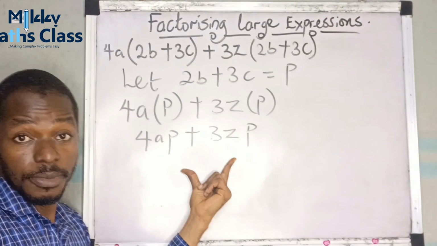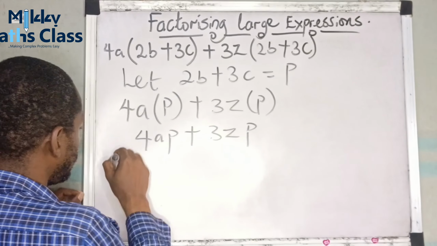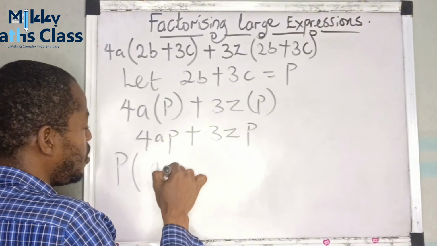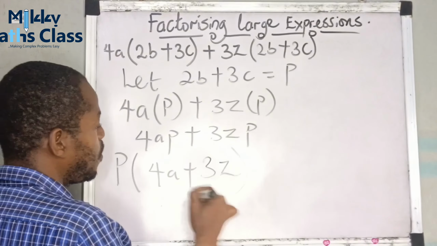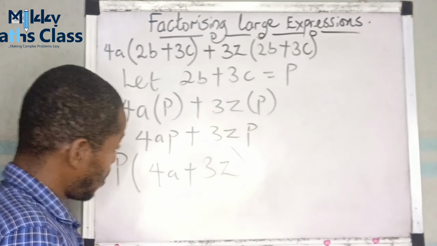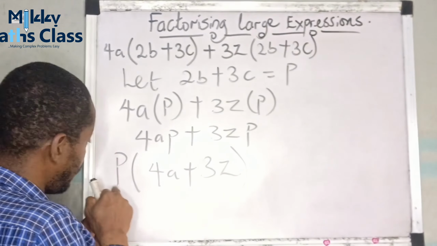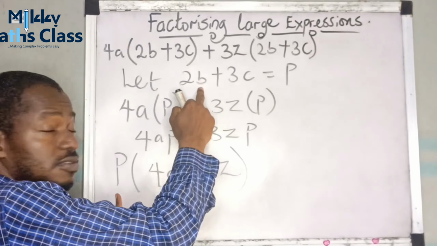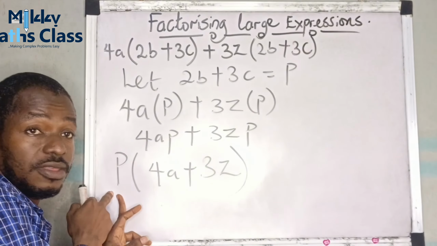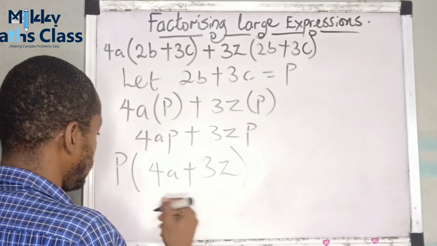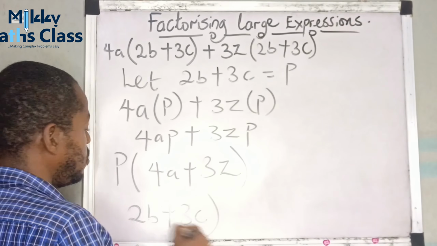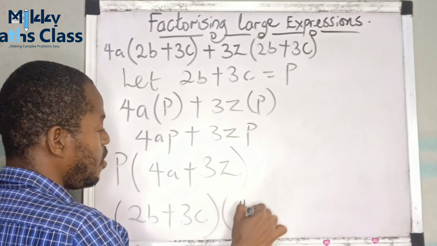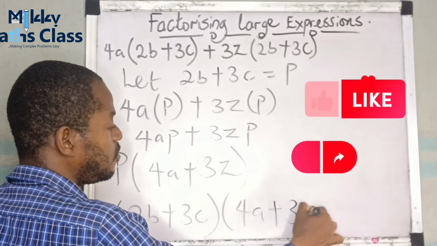Now, what is common between them? P. So bring it out. So this is p into bracket 4a plus 3z. Now, we are pretty much done. Replace the value of p, since you said let p be this. So replace the value of p with 2b plus 3c. So the answer will be 2b plus 3c into bracket 4a plus 3z.